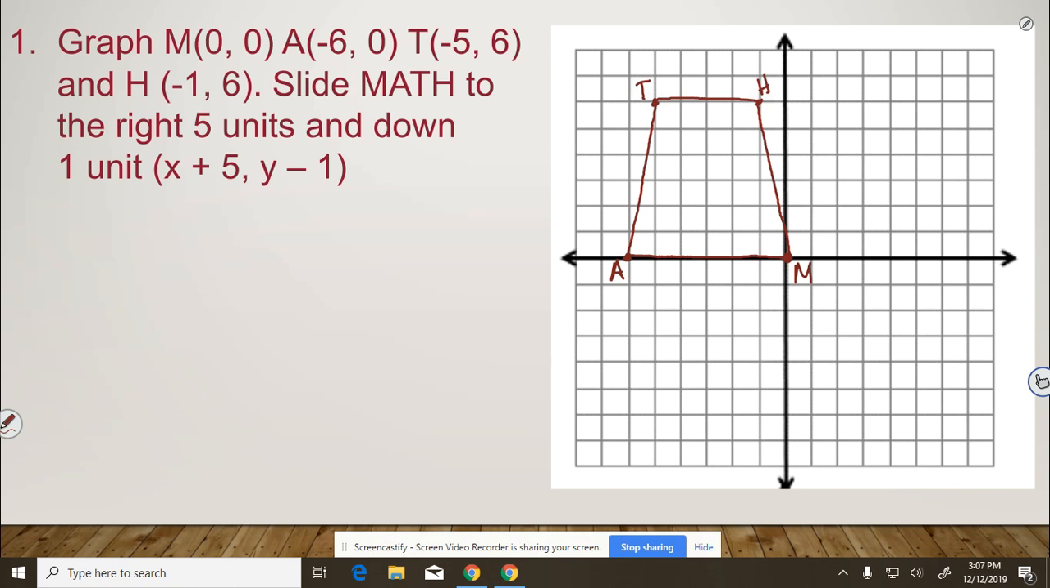So we have a trapezoid there that we're going to slide or translate to the right 5 units and down 1 unit. Since it's a translation, it's kind of like a slide. We can think of slide to the left and slide to the right, kind of like in the cha-cha slide. All right, so we have to go x plus 5 and y minus 1, which means we're going 5 to the right and 1 down.